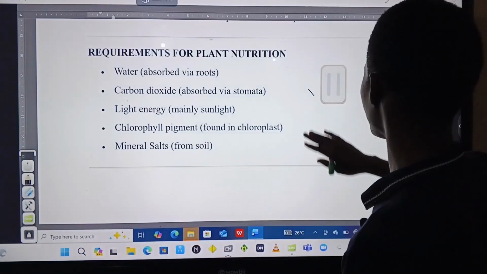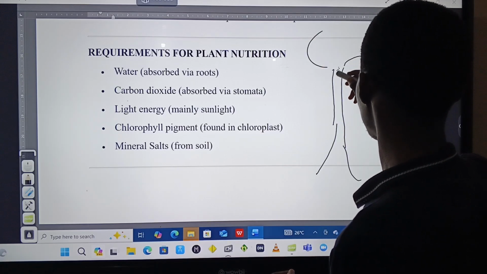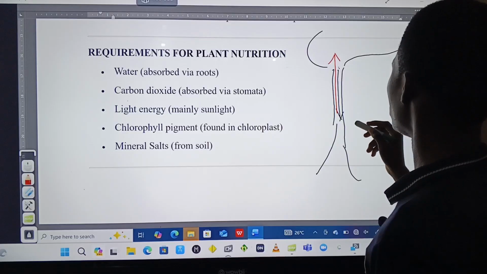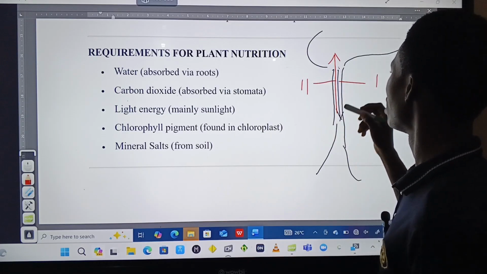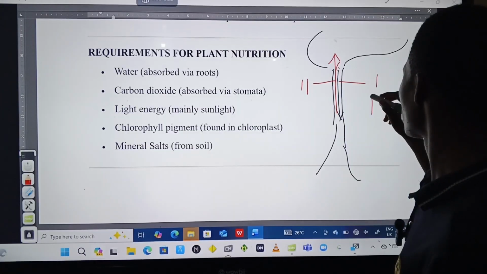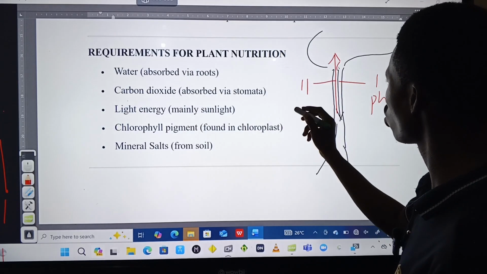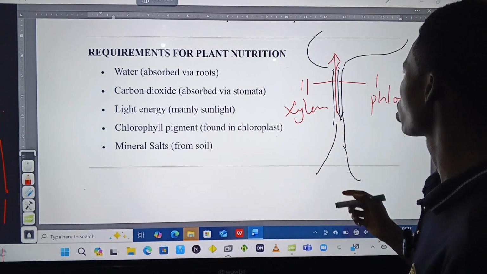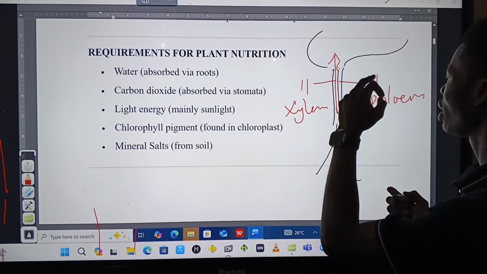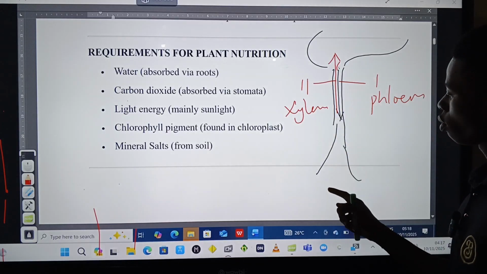Now in exams, you see something like this. They will draw a tree, and then do one arrow down here and another arrow pointing up. Then they'll ask you which one is xylem and which is phloem. The one pointing down is transporting food from the leaf down, so the one that is pointing down is phloem. While the one that is pointing up is transporting water from the roots upwards, so the one that is pointing up is xylem. You see this in JAMB a lot. The arrow pointing up is xylem, while the arrow pointing down is phloem, because food is transported from the leaves down, while water is transported from down upwards.